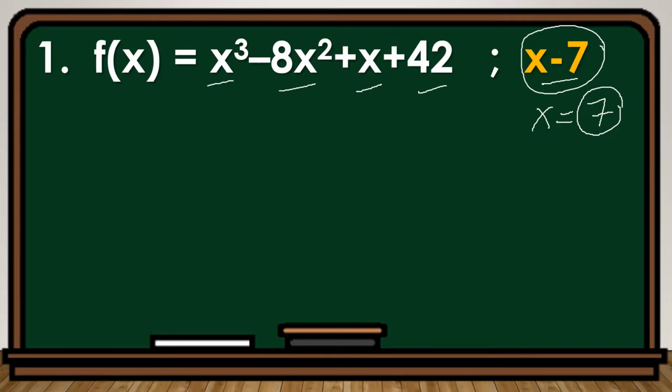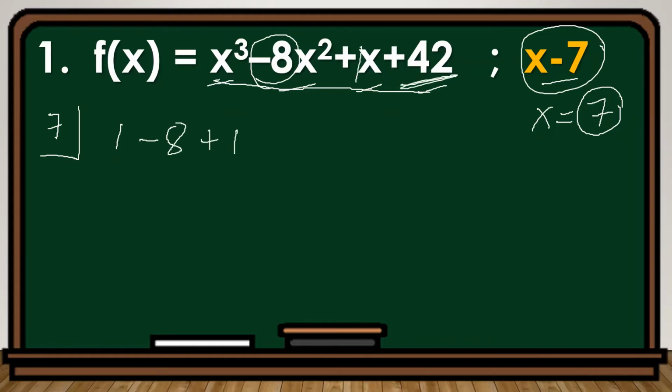Step number 1, let's do the synthetic division for us to come up with the depressed polynomial. So let's write 7 here as the divisor. And then let us enumerate all the coefficients of the given polynomial. So beside x cubed, we have 1, followed by negative 8, plus 1 beside x, and finally plus 42. Let's solve following the steps in solving synthetic division.